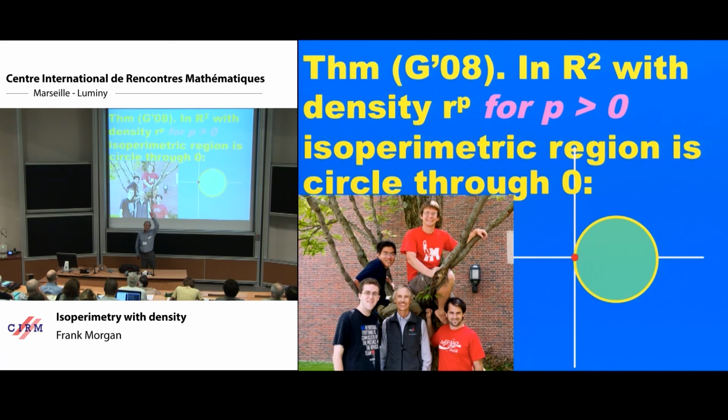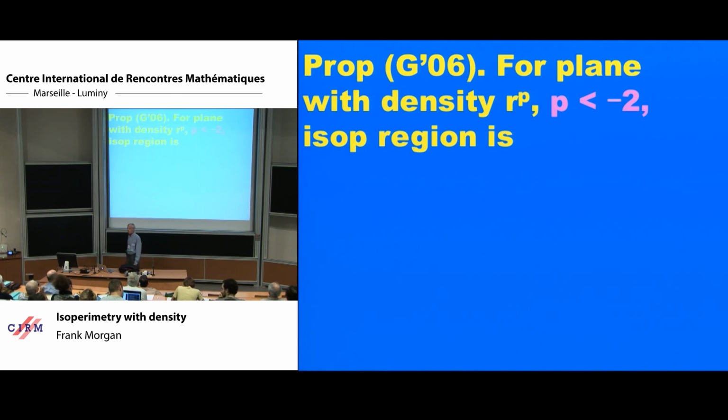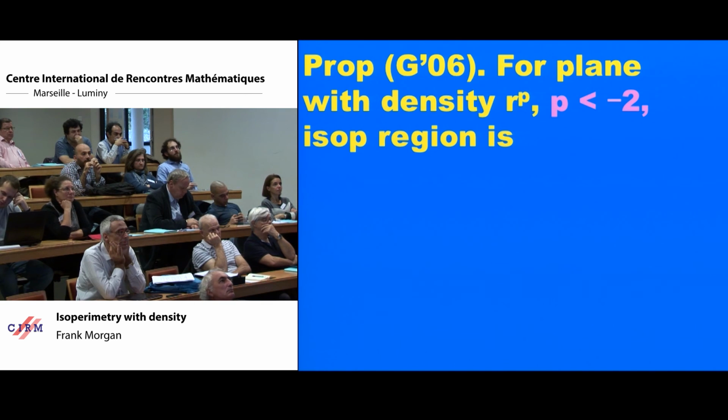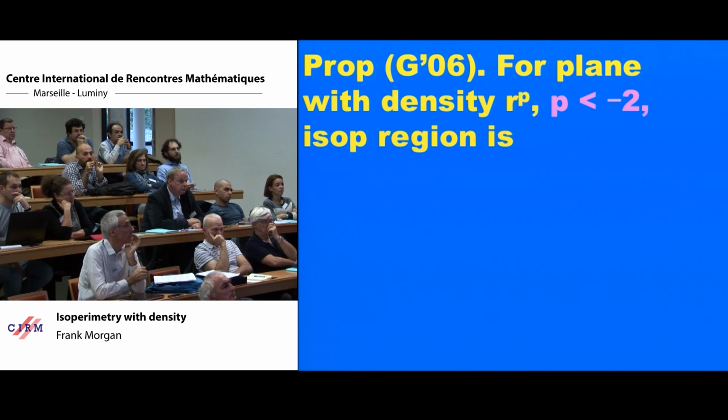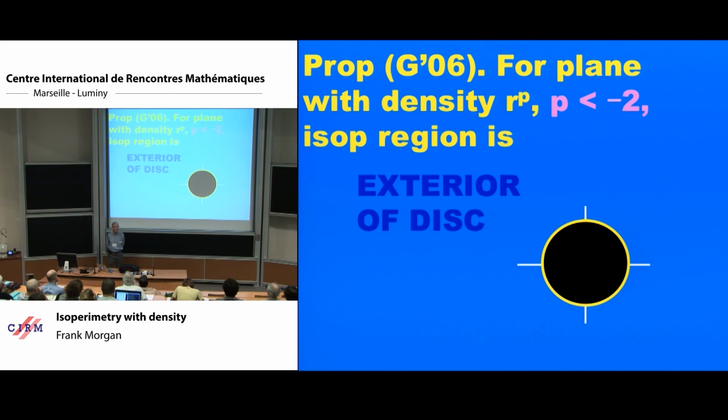Now, so far I've just been talking about positive powers of the distance from the origin, so that we have these increasing densities. If, on the other hand, you look at powers, say, very negative, less than -2, then the solution actually is a circle about the origin, although the enclosed area is on the exterior, not on the interior. Of course, there's infinitely much area on the interior, due to the fact that the density blows up there.